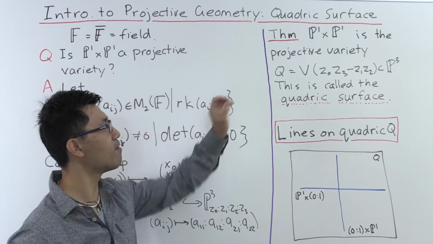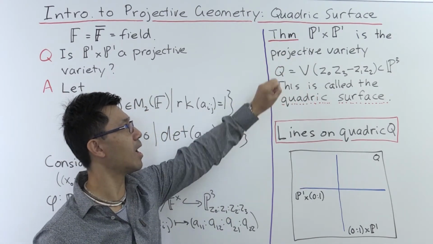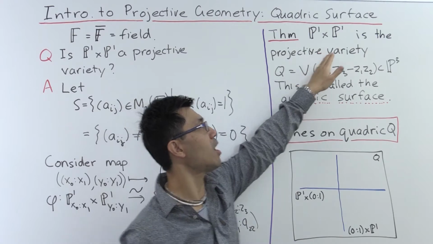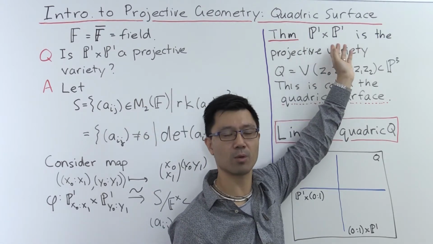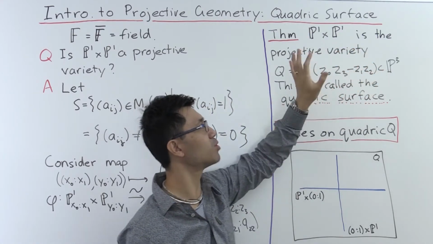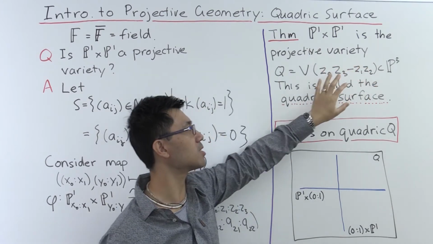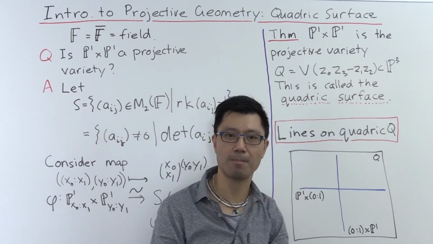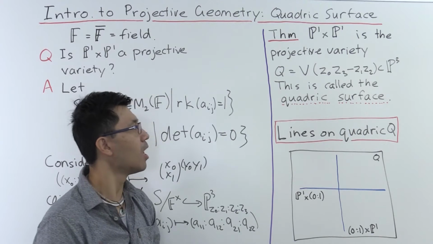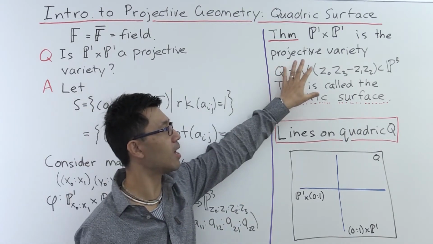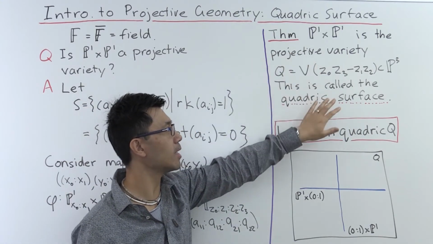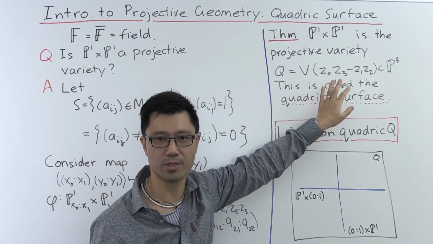So this is a very, very beautiful result, and it means that we don't have to set up some different theory for P1 cross P1. It's part of projective geometry because it is a projective variety inside P3. What is also very nice, and it's a little bit harder to show, is that there's a converse type result.